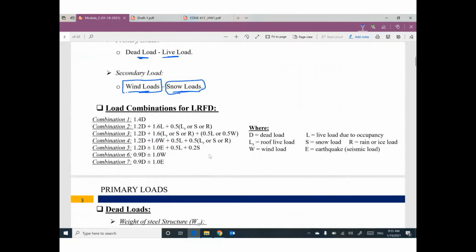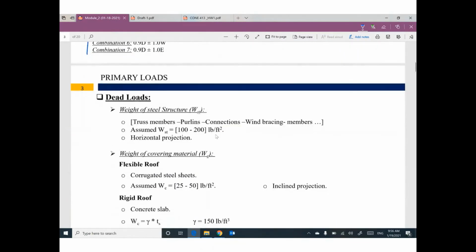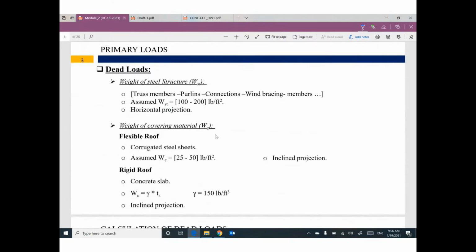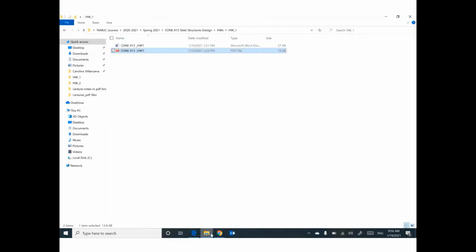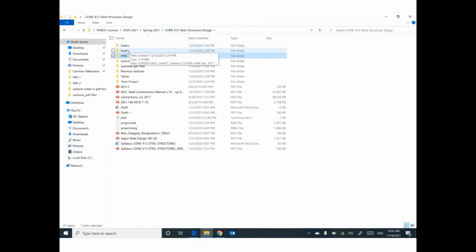Okay, and also we learned before, if you have these kinds of loads, we have something called combinations, so we can add them together to figure out the maximum or the worst case. So we have 7 combinations. I will use the maximum one, or the critical one. Let's start with the first type of load, dead load. We have 2 types of dead load. Just to remind you what we learned last meeting.